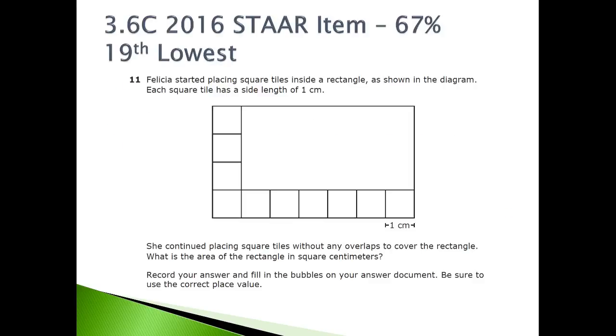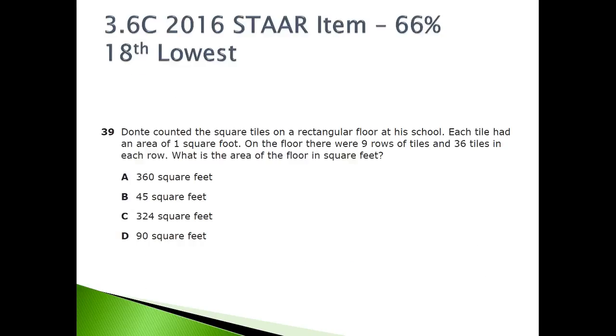Now 3.6C, this is our 19th lowest item. Again, notice how this rectangle looks very similar to the one earlier, where just the border is shown, or part of the border. Also notice this was a griddable item, and yet it was an area model with a griddable item. Makes it a little bit more difficult.